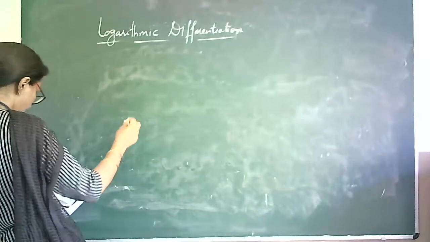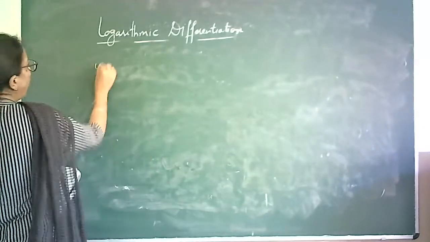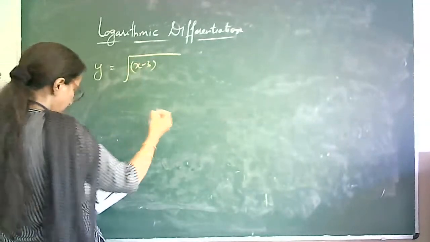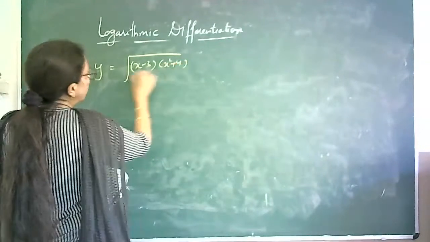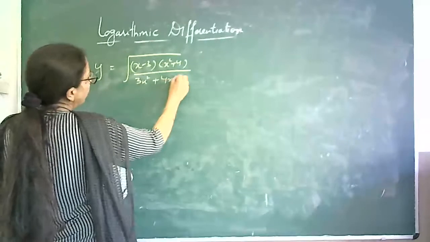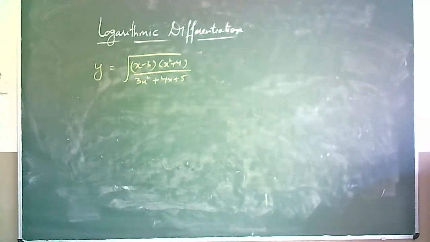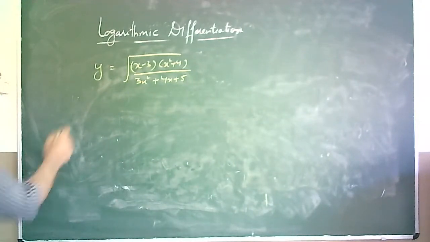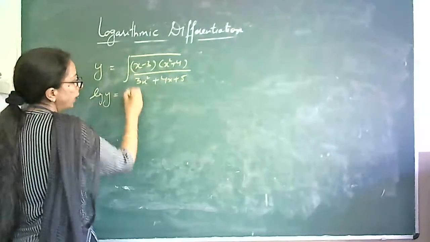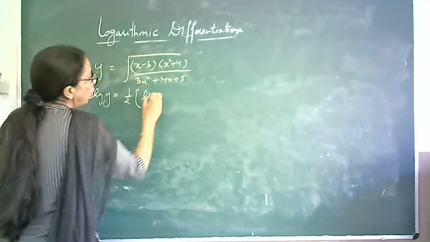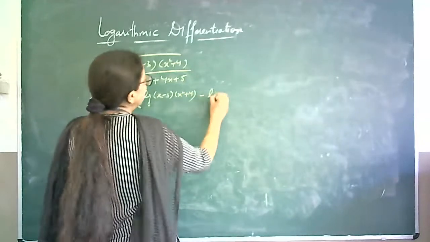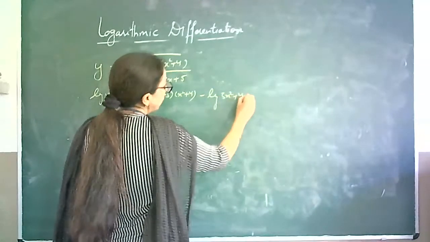Now if I have a question like y is equal to under root x minus 3 into x square plus 4 upon 3x square plus 4x plus 5. Right? Now I have to differentiate this. So the best way is to take log both sides. It will become log y is equal to, first of all, this whole raised to power half, log of x minus 3 into x square plus 4 minus log of 3x square plus 4x plus 5.